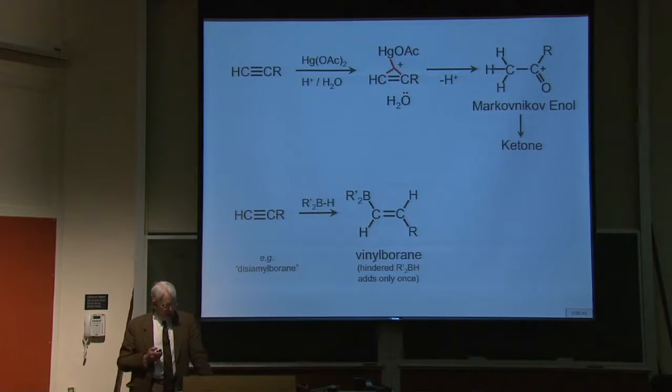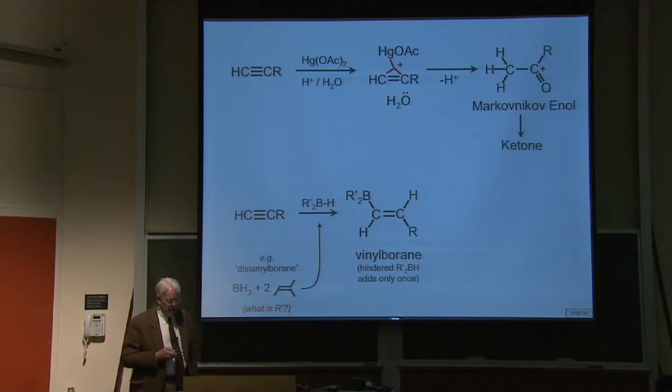Okay, a way you can do that is with a compound called diacetyl borane, which is made with BH3 and that alkene. So you might think about what the R prime groups are that you put on there to make that hindered one with a single H that adds only once. So you get that vinyl borane. And remember what you did with boranes when we added them to a double bond? What was the next thing? Hydroboration, and then what?